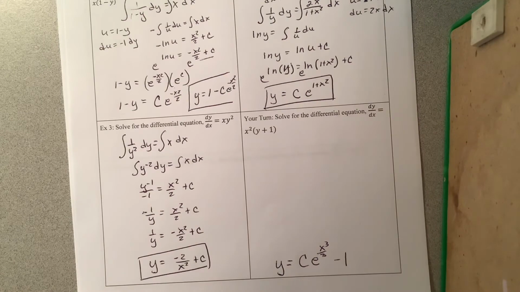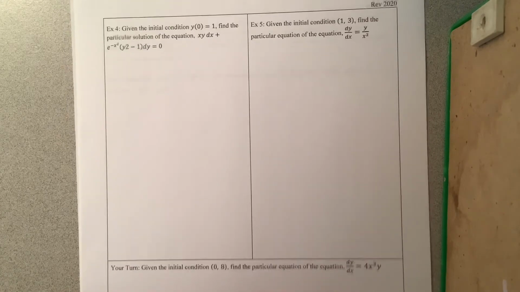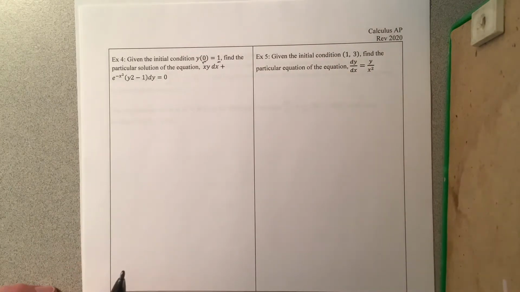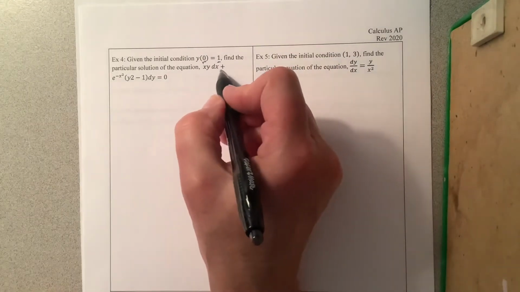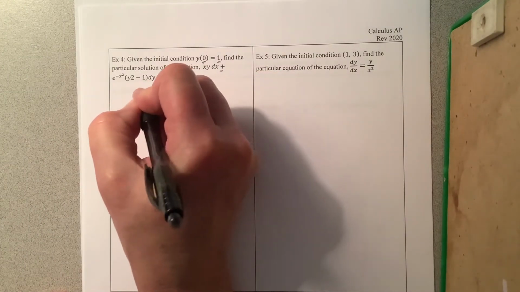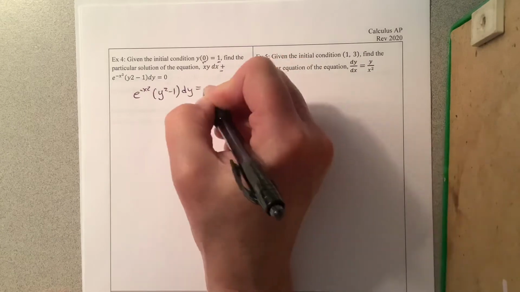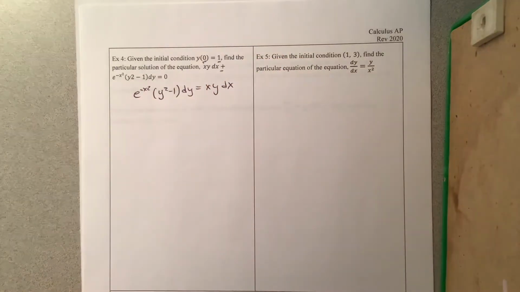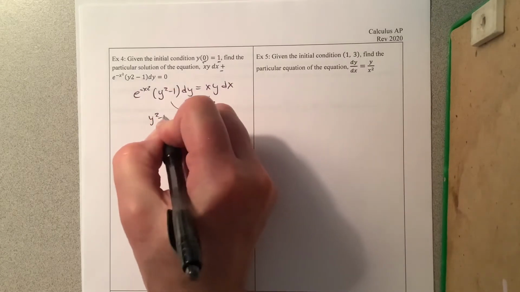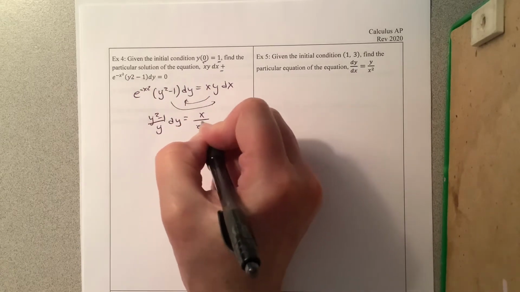All right, next page. This one has an initial condition. They told me when x is 0, y is 1. Find the particular solution. Be careful also, this has got a minus sign in it. So I'm going to subtract that over to the other side. So I have e to the negative x squared times y squared minus 1 dy equals xy dx. I got to get my y's this way, my x's that way. So I have y squared minus 1 over y dy equals x divided by e to the negative x squared dx.